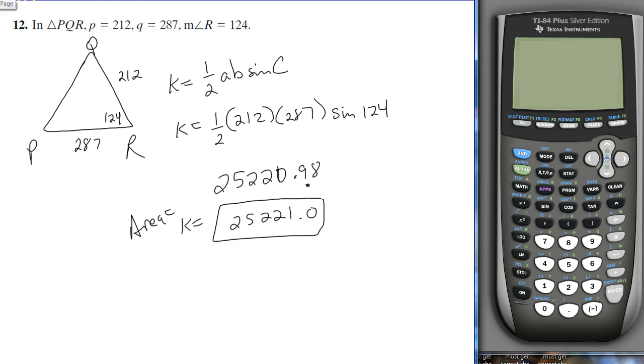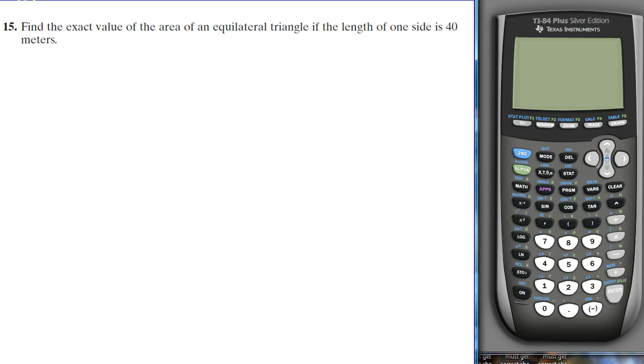All right, let's try it again. Exact value. Now, when they say the words exact value, you should be thinking special triangles and radicals. And I know at this point you're saying, we don't do radicals. Well, think back. So now it says, find the exact value of the area of an equilateral triangle if one side is 40.